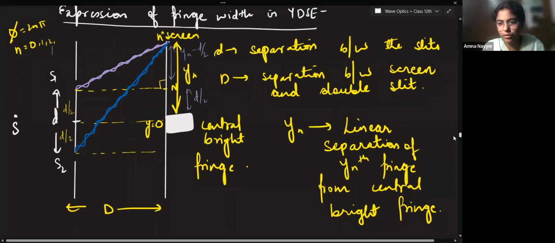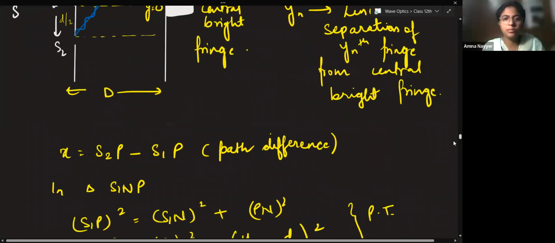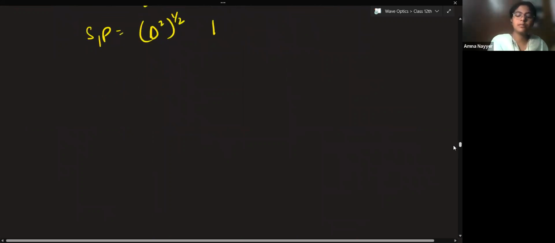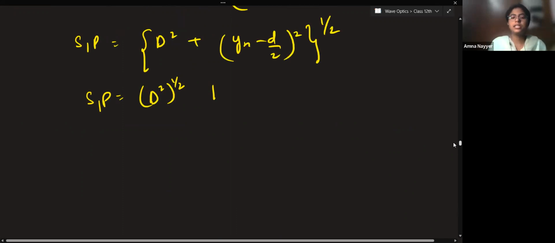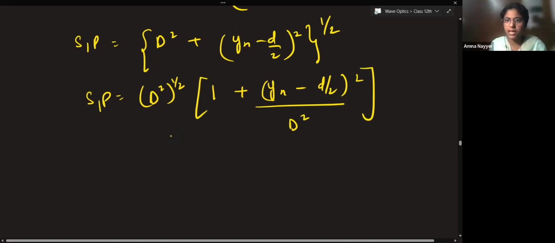Yn, the meaning is clear to all of you? Yes, teacher. Okay, if you have any doubts, please let me know. Now proceeding with the derivation which I was discussing. So d square to the power half is there. Now I have taken this common, so 1 will be left from here, and yn minus d by 2 whole square by d square, because I have taken d square common. So if I take d square common, this term will be left to the power half.